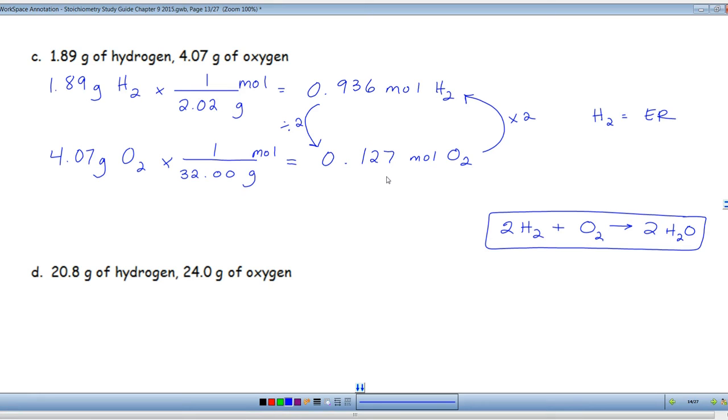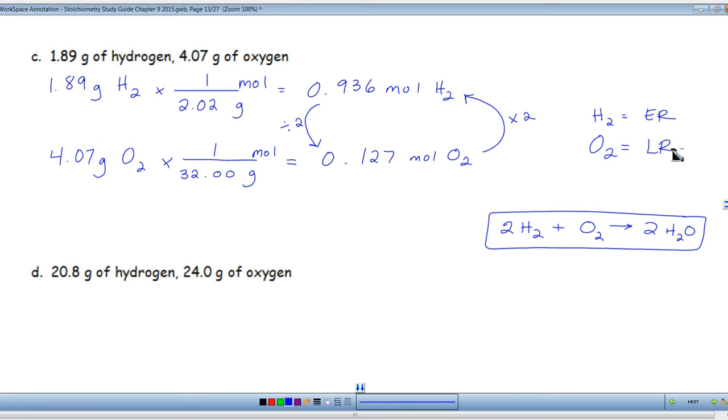Meaning that I will not have enough oxygen. I would need like 0.45 something moles of oxygen. I don't even have close to that. I can tell just by inspection that I'm not going to have enough oxygen. The oxygen is my limiting reactant.